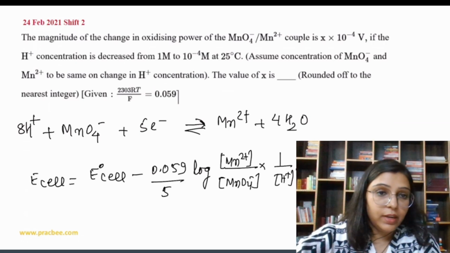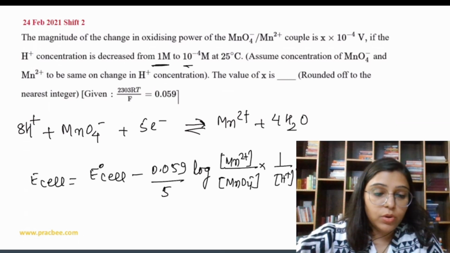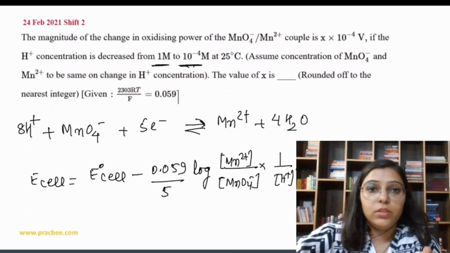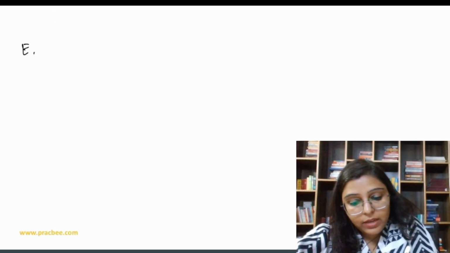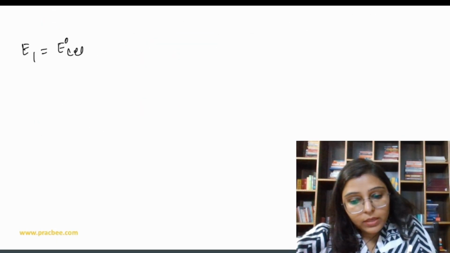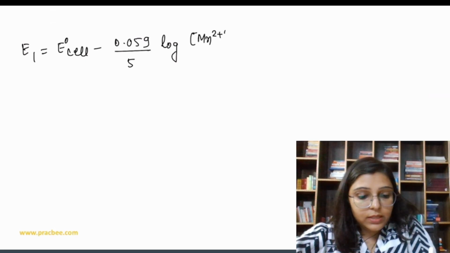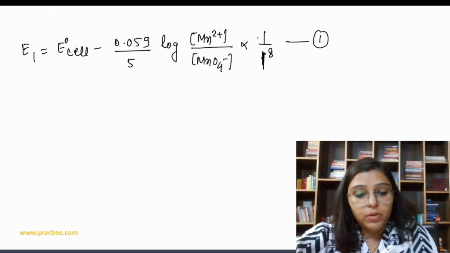Now I am going to put in the value of H plus. H plus is decreased from 1 molar to 10 to the power minus 4 molar, and we have to find the change in oxidizing power. So E1 is E naught cell minus 0.059 upon 5 log of the concentration of Mn2 plus upon the concentration of MnO4 minus, and here 1 by 1 to the power 8. So this is equation number 1.